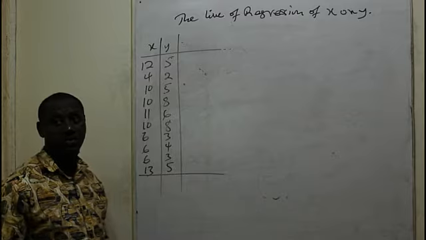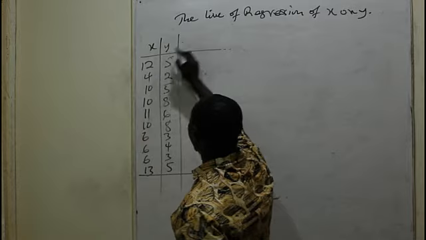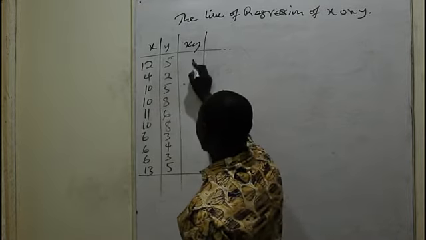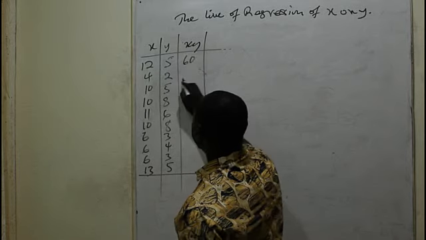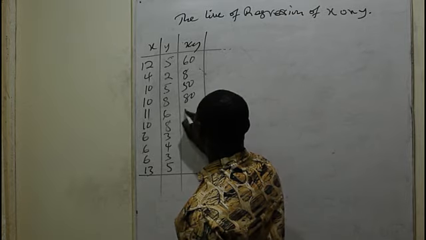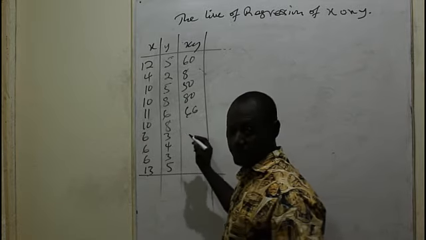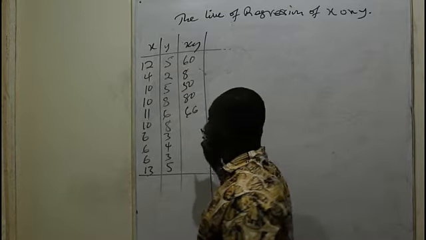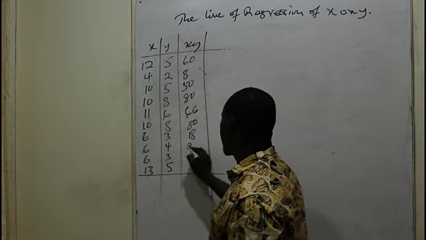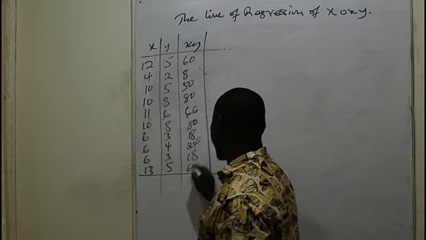So what we are going to have is what we call the xy. The xy means I multiply this one by that. So we multiply 12 by this. This is 60, this is 8, this is 50, this is 80, this is 66, this is 80, this is 18, this is 24, this is 18, and this is 65.